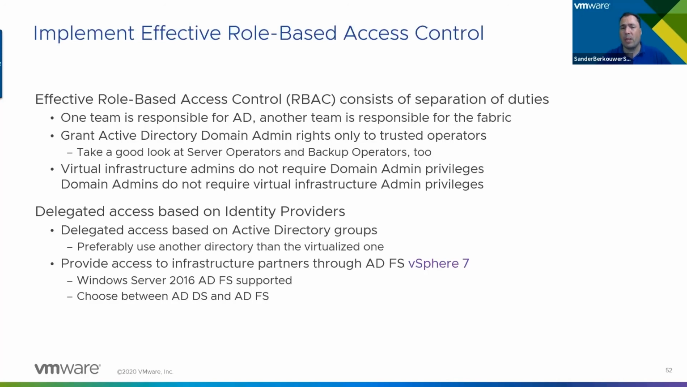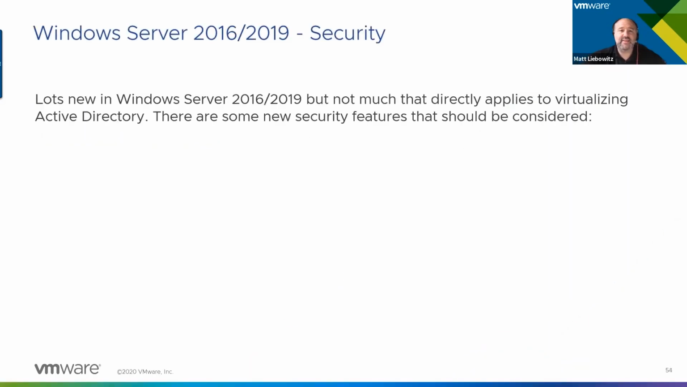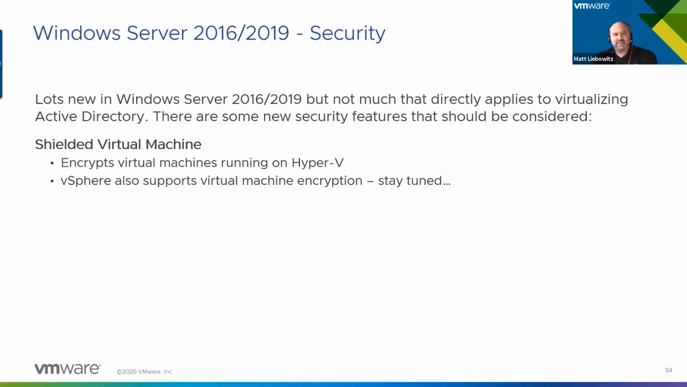The other thing is that if you are in a constellation with multiple managed service providers, or MSPs, then you can tie those into your vSphere RBAC as well. That makes sure that you have effective RBAC on your vSphere level, just as you would on your Active Directory level. Okay, like we mentioned at the beginning, we have this fear of the stolen VMDK, so we're going to touch on that.